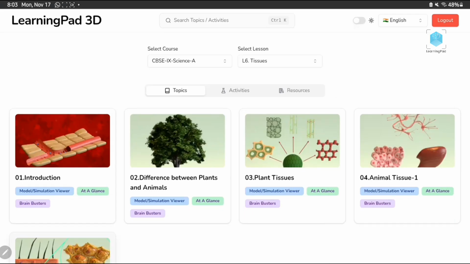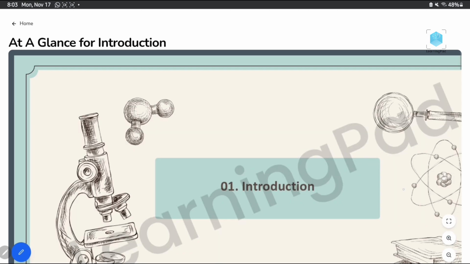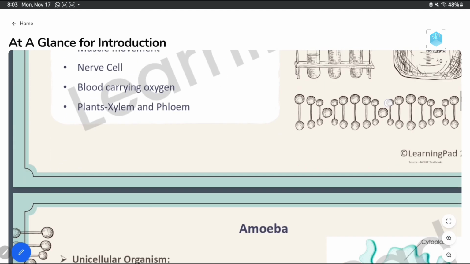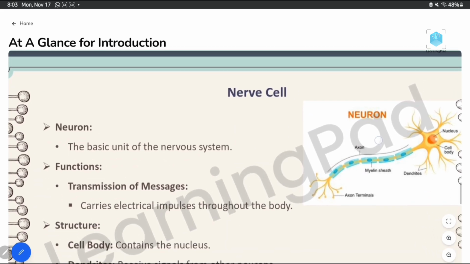What is the next topic which we are going to study? Here we studied about amoeba, then we studied about cells formed from a pre-existing cell, then third we studied about muscle movement. Fourth is nerve cell. You can see the structure of a nerve cell.